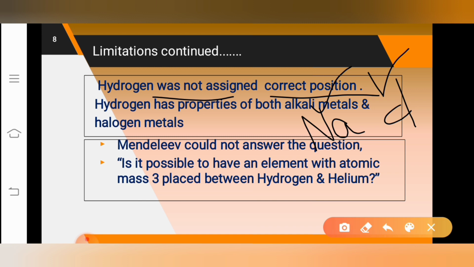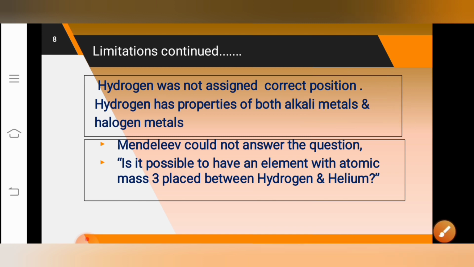Correct. But even though he is having all these problems, he classified the hydrogen on the basis of the hydrides and oxides. He reacted the element hydrogen with the hydrides and oxides and he has given the position for the hydrogen. Correct. So now Mendeleev could not answer the question.